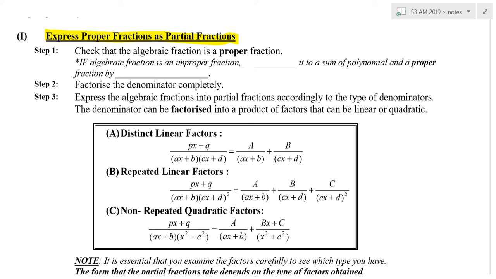Now, there are altogether 3 things that you need to do. Let's read step number 1. Check that it is a proper fraction. Step number 2. The blank here is convert. The long word here is long division.